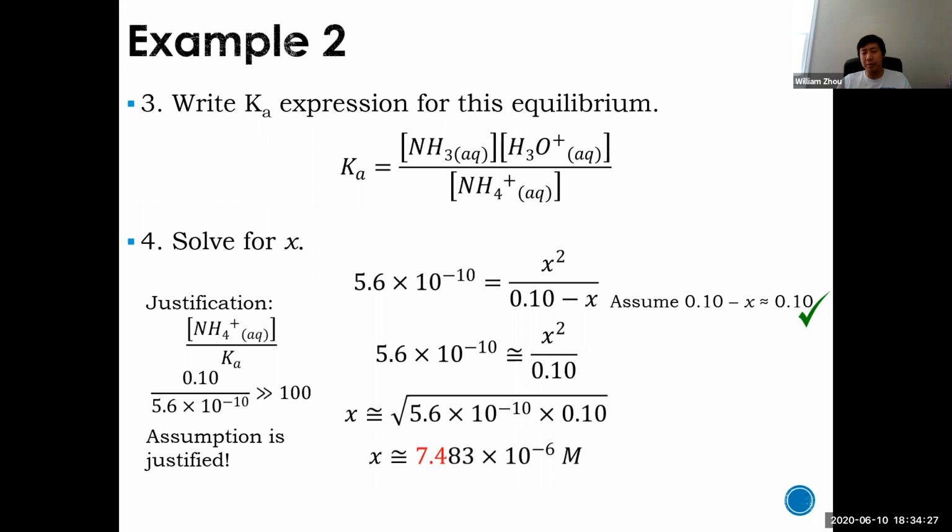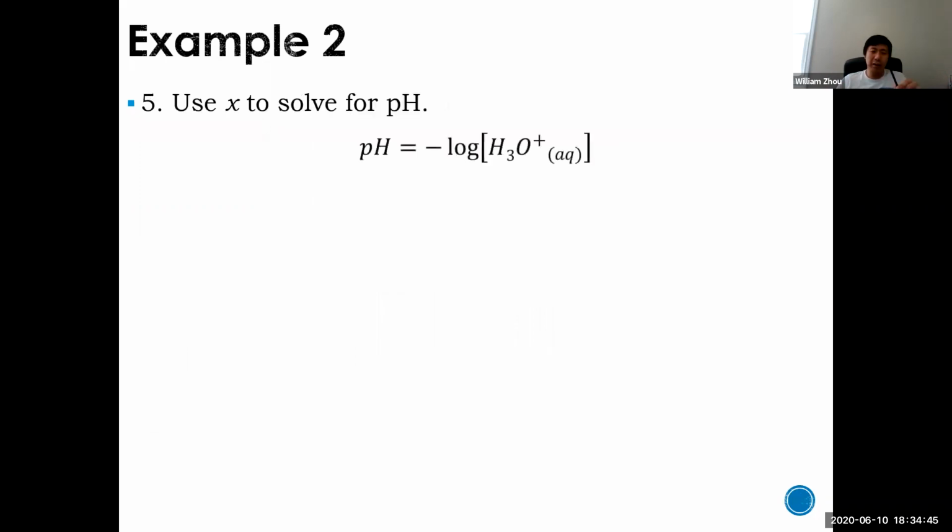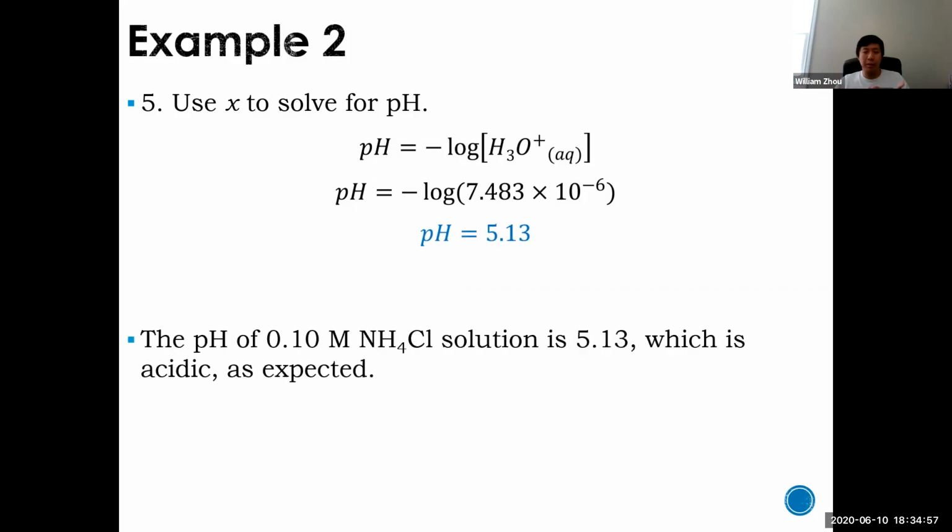So X is approximately 7.483 times 10 to the negative 6. And remember, this is the H3O+, the hydronium ion concentration. If you know what X is, you can easily find the pH using negative log. So negative log of the hydronium, which is X, you plug this into your calculator, and you have 5.13. So if you have 0.1 moles per liter of ammonium chloride, you would have a pH of 5.13, which is acidic as expected, because we know that NH4+ is an acid, so of course it's going to have a low pH. All right, do we have any questions?